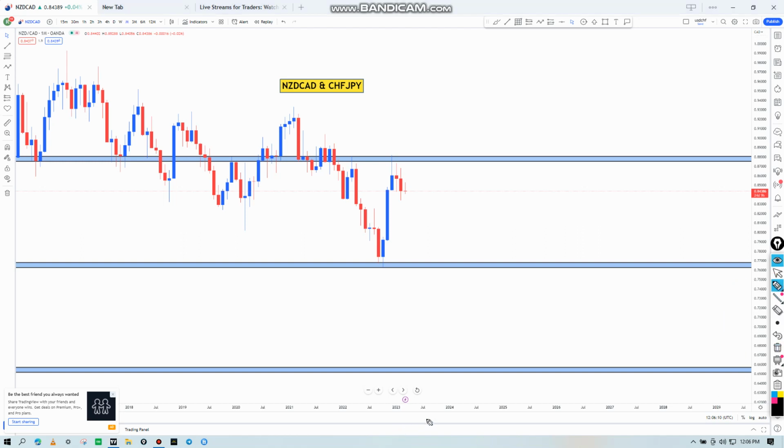We simplify the complicated. Alright, so today I have a really good one here for you on NZDCAD and CHFJPY. So let's dive into it very quickly and then do what we do best. So NZDCAD, starting analysis on a monthly time frame.